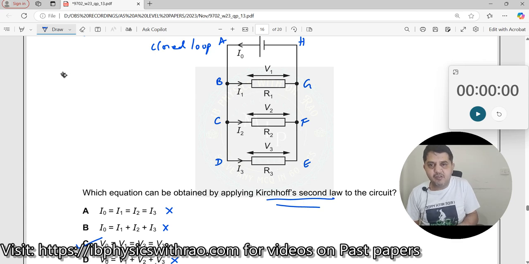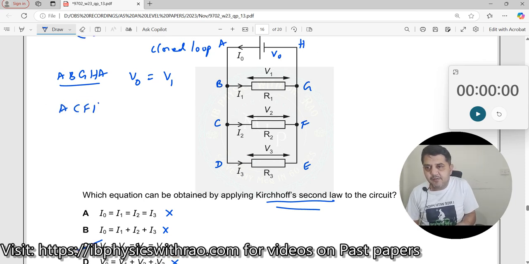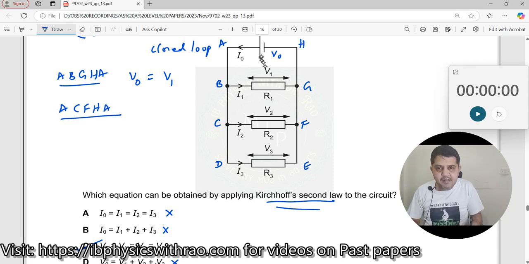Now if I take the closed loop like A, B, G, H, now what do you see here? The current passes like this. This is the voltage over here. So if this is your V0, I can now write for this one, A, B, G, H, A, V0 is equal to V1, right? And if I look at the second one, A, C, F, H, A, then you see this is your V0, this is your V2. So I can now write V0 is equal to V2.